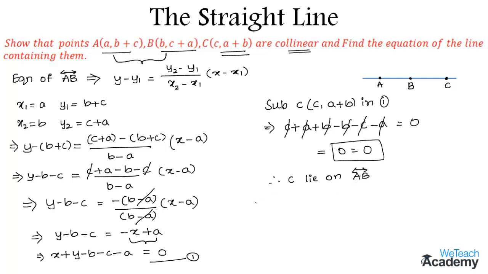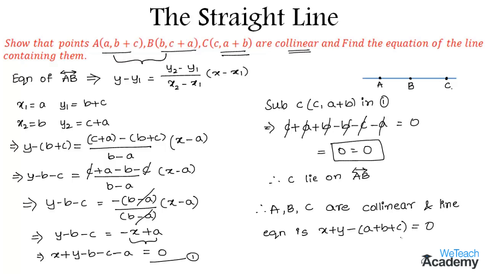Therefore we can say that the points A, B, C are collinear points as they lie on the same line. And the equation of the line containing them is x plus y minus (A plus B plus C) equals 0. So this is about collinear points and how to find the equation of a straight line containing them. Hope you understood the concept.